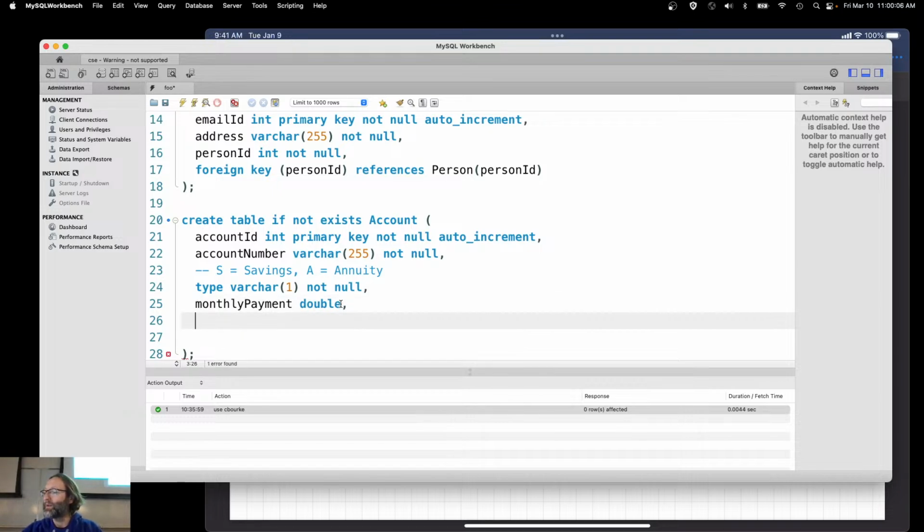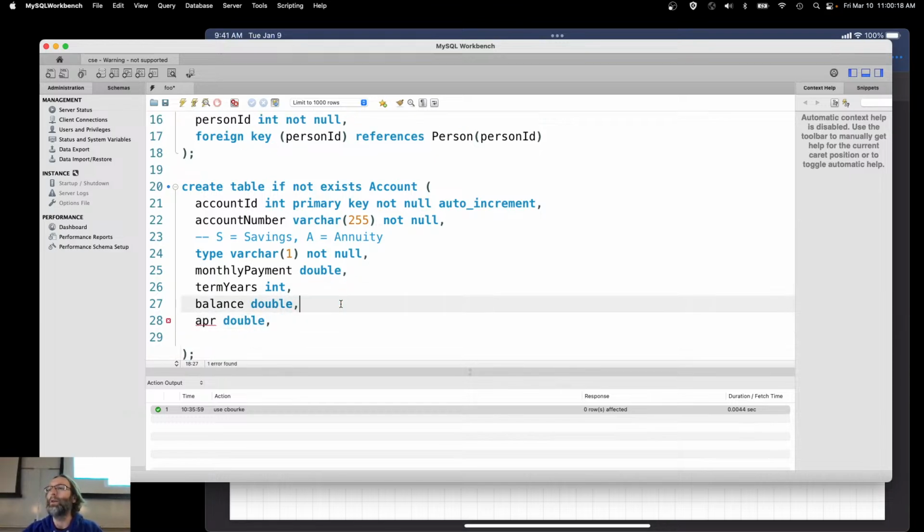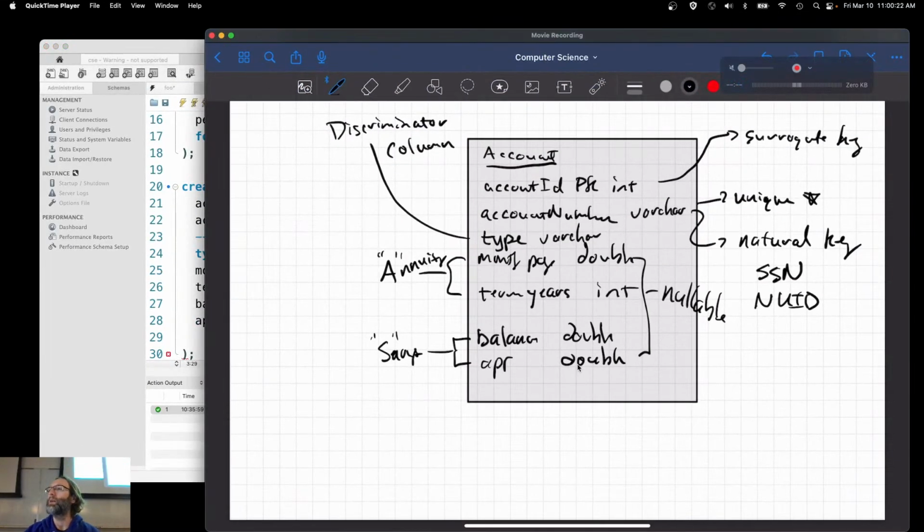The other one was term years, integer. That's also going to be allowed to be null because it's irrelevant for a savings account. And then balance, double, and APR, double, allowed to be null for the exact same reasons that I just mentioned. That takes care of pretty much everything in here except for that star that I have. I want to make sure that this account number is unique.